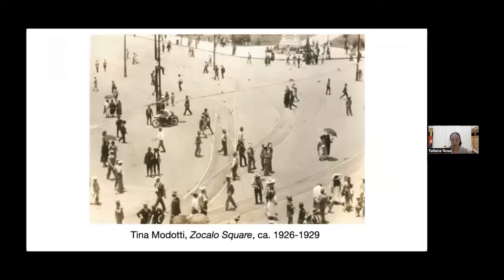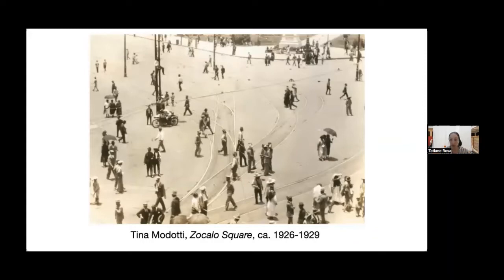To Mexican society. So I'm showing you here the Zocalo Square that you probably know about. And this is where the National Palace is. The Ministry of Education is not very far from the Zocalo Square. And you can see in this image taken by Tina Modotti, who was an Italian photographer, how you have markers of modernization, markers of this cosmopolitan life, right? In the mid-20s here, you have the tramways, the lights, and people were walking by.